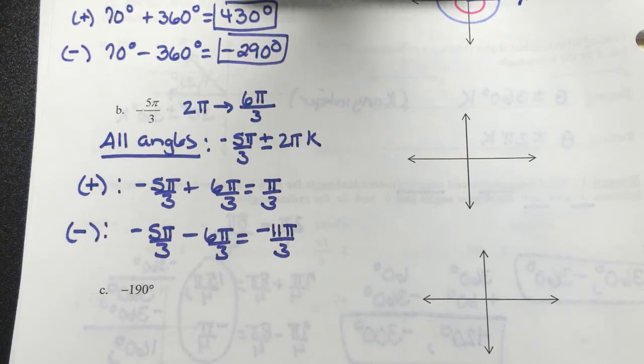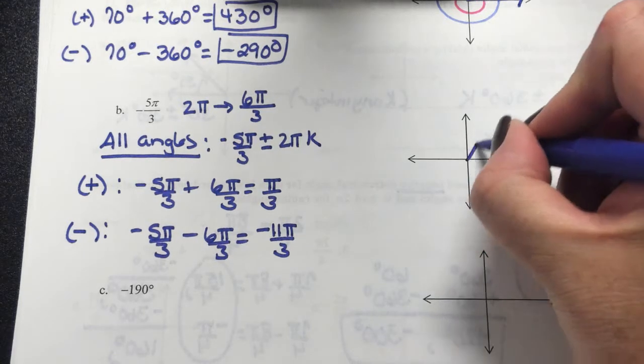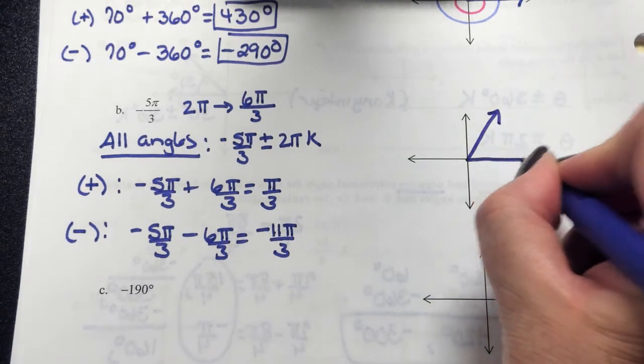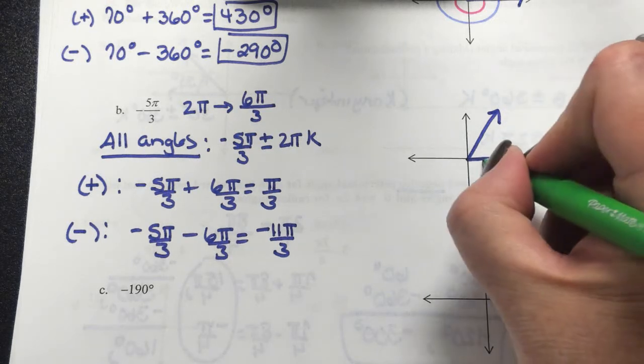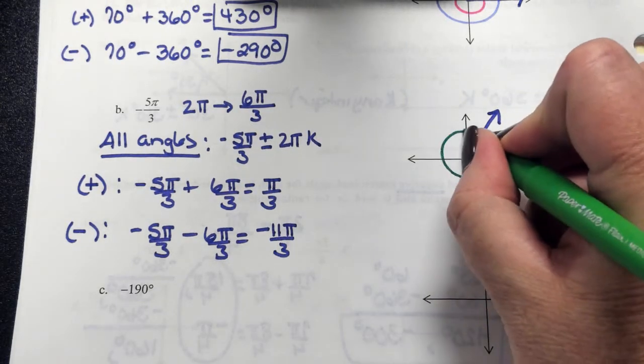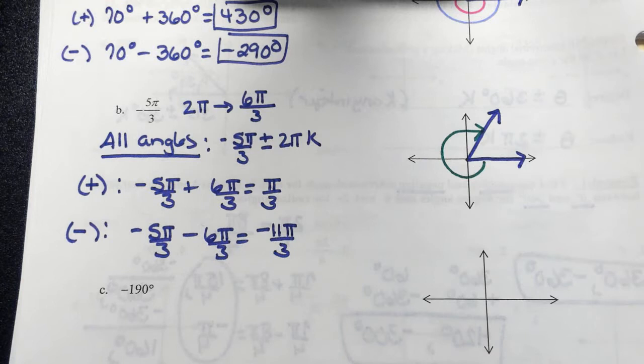So I know that all three of these angles, the one that's given and the two that I found, are going to share the same initial and terminal side. What's the easiest one of these three to sketch? Pi over 3. What quadrant is pi over 3 located? 1. So this is pi over 3. Well then, when you sketch negative 5 pi over 3, I know it has to be in this direction.